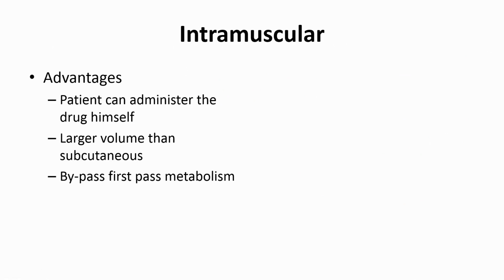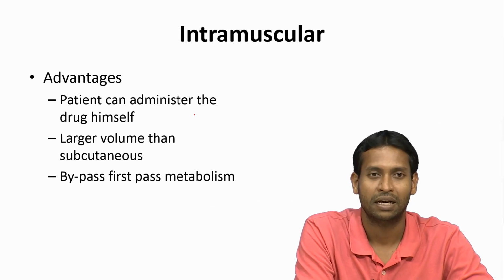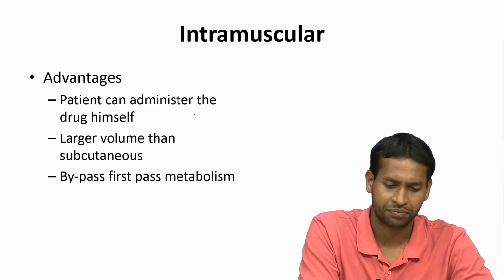Okay. So, let us move on to the next route that is very widely used, which is called intramuscular. Here are again some of the advantages: patients can administer the drug themselves, although it requires some training to find the right muscle, but humans have quite large muscles in their hips, in their thighs, and also in their arms. So, those sites can be used to deliver drugs intramuscularly.